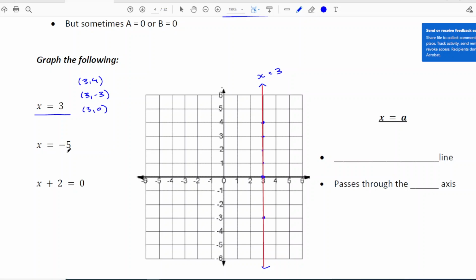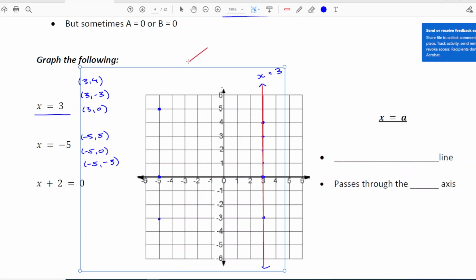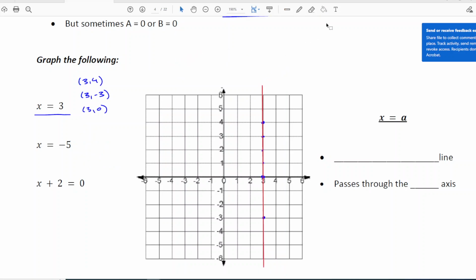If I wanted to graph x equals -5, again, no matter what y is, whether it's 5 or 0 or -3, x is always -5. So you'd have the points (-5, 0), (-5, 5), (-5, -3). No matter what y is, x is -5. And so again, it's a vertical line through x equals -5. As soon as you draw one line, it kind of gets confused when you try to do another. There we go.